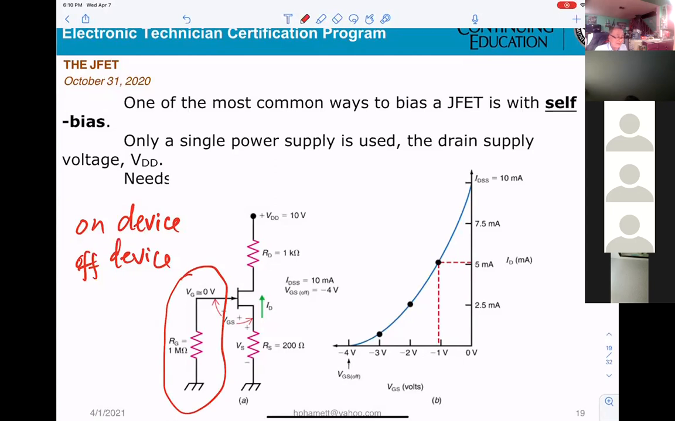Off device means they must get the power supply, like NPN, PNP, off device. Without the voltage at the base, the transistor is not working. However, a JFET without the power at the gate is still working. So that's what they call an on device.